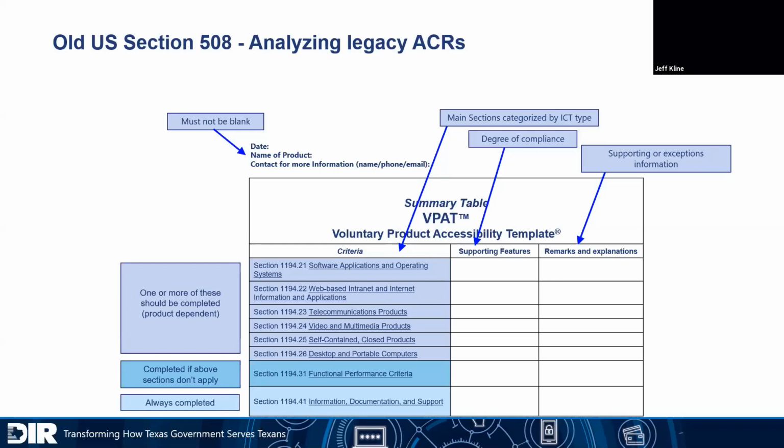Now, those sections 1194.21 all the way to 26, some of those will be completed depending on the type of product. You complete the functional performance criteria if none of those other ones apply, and always completed is information, documentation, and support. And the reason I wanted to bring this up is we still see these VPATs. We see them for older products where they still are in the price list, but they haven't really made any changes over the last couple of years, and therefore they haven't moved to the new VPAT template.